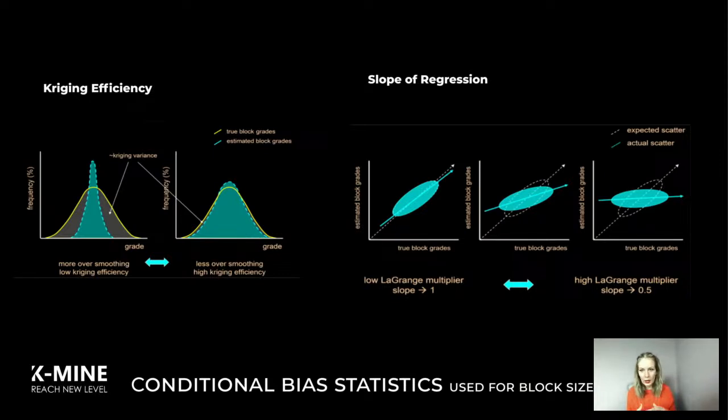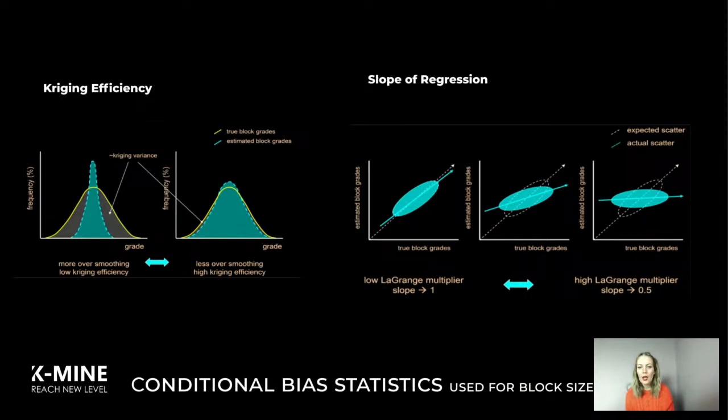So the goal of KNA is to identify parameters like block size, number of samples, search radius, and discretization that minimize conditional bias in the estimation while avoiding excessive negative weights. There are two key statistics that are used for optimization. The first one is Kriging efficiency. It tells us how well the Kriging estimate accurately reflects the local block grade.